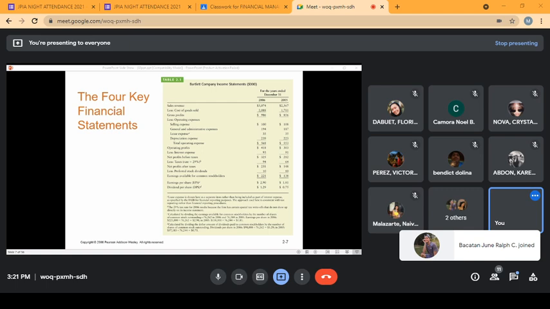Okay? This is an example of a balance sheet in a comparative manner. This is a comparative balance sheet. Okay, this is the total assets, and while this is the total liabilities and equity. No, that's how we present the statement of financial position in a comparative manner.